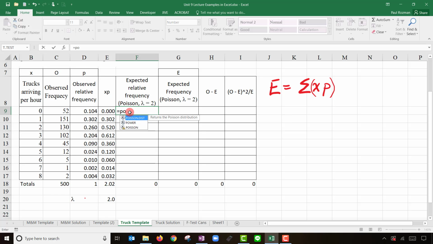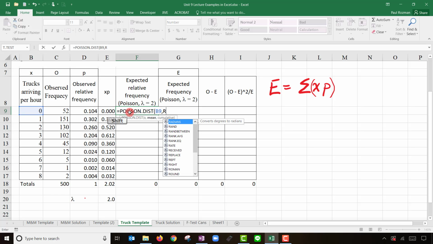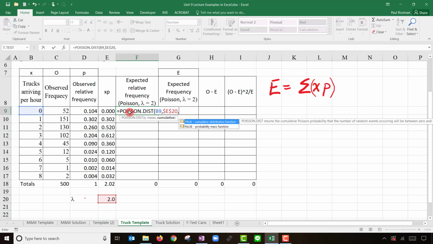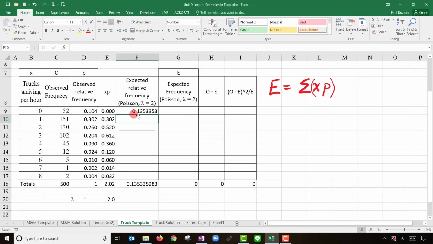So Poisson dist. Our x value is in cell B9. Our mean is now what we just calculated for lambda there. So we have that, it's in cell D20. Now, E20. Notice I put dollar signs around that one because I'm going to copy the formula down, but I want it to always look at the same lambda the whole time. And in this case, we're so used to always putting cumulative, but in this case, I don't want it to be cumulative. You'll see why.